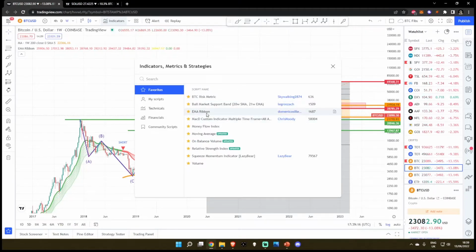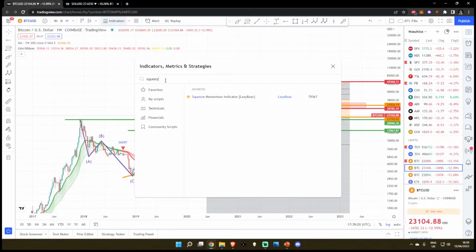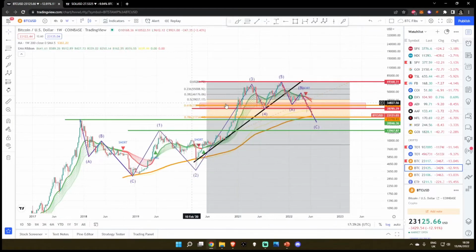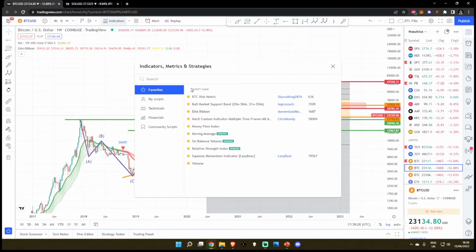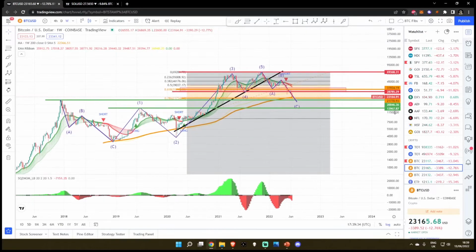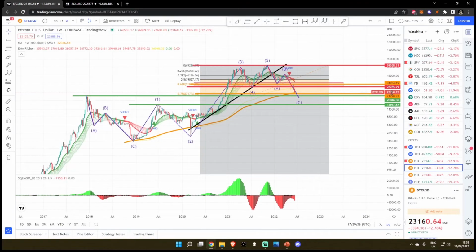For this, you simply want to go into search once again and type in squeeze momentum indicator. Now, I do recommend favoriting these if you're new to TradingView as well. So once you simply favorite that, you can click back on indicators and you'll find your list of favorite indicators here. You can click on the squeeze mom, and now we have our momentum indicator of choice plotted on this chart.